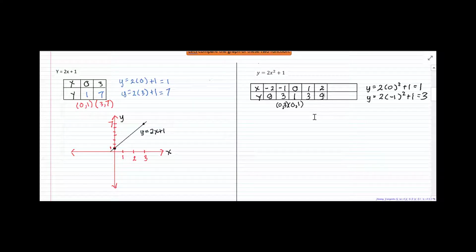Let's plot the points into the Cartesian diagram. The Cartesian diagram will be like this, and as usual the axes will be y and x. Let's plot each of the points. The first is 0, 1, it's right here, and then, oh sorry, this is not 0, this is negative 1. Negative 1, 3 is right here, and then negative 2, 9 is right here, 1, 3, 2, 9. Let's join the points. It will become a curve like this.